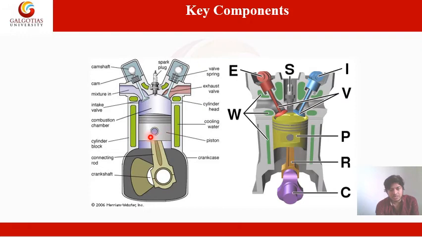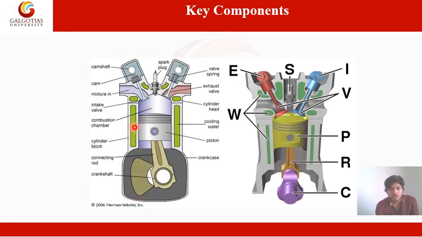This one is known as the piston. It is of cylindrical shape, and this complete part is known as the crankcase. Here you can see this is the connecting rod. The piston is connected through the piston pin to the connecting rod, and the bigger end of the connecting rod is connected to the crankshaft.